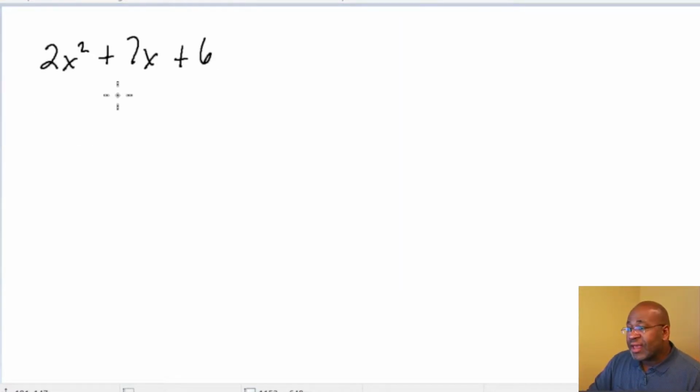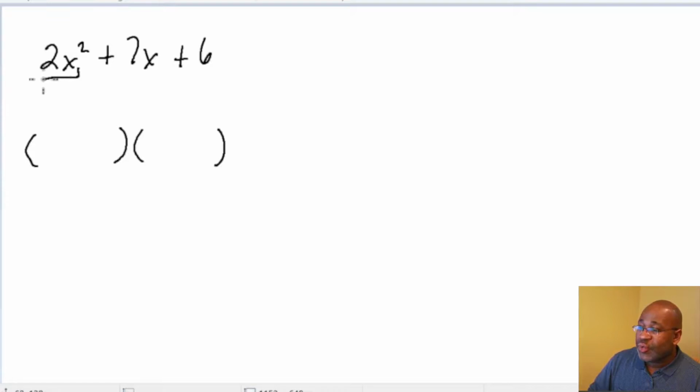In this example, we have 2x squared plus 7x plus 6. We're assuming that this is factorable. 2x squared comes from multiplying the first two terms together. If we think about it a little bit, there's only one way we can get 2x squared. We could have 2x here and x here. 2x times x would give us 2x squared.